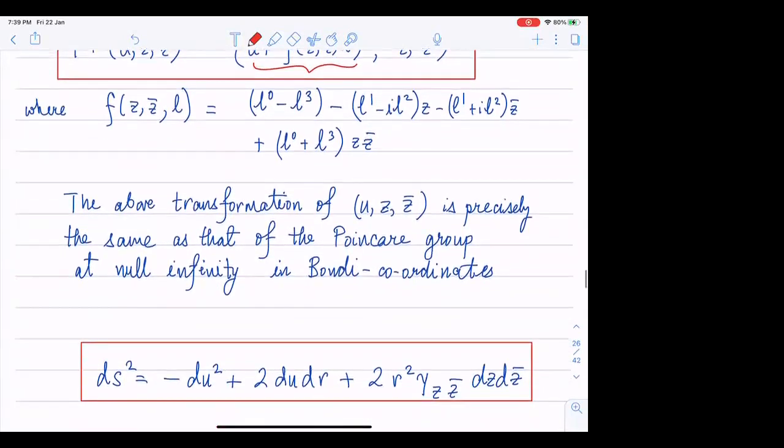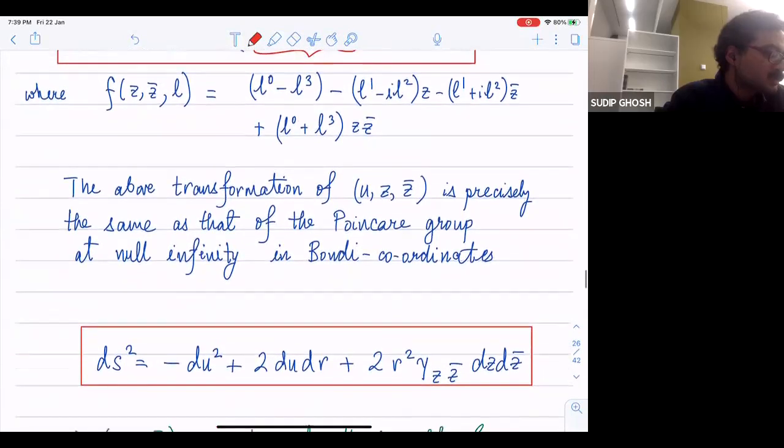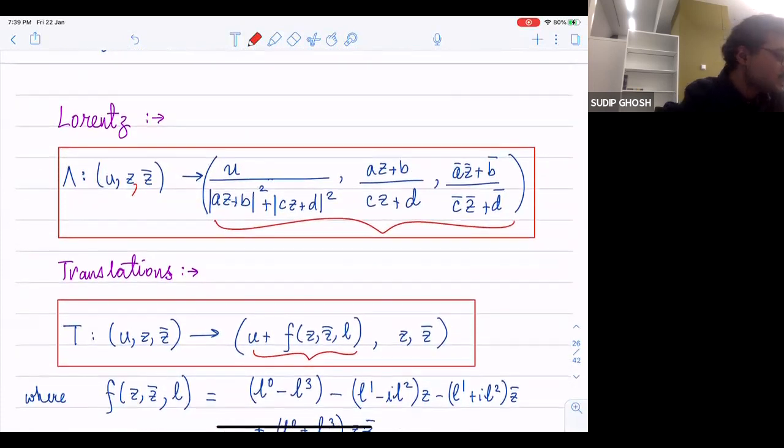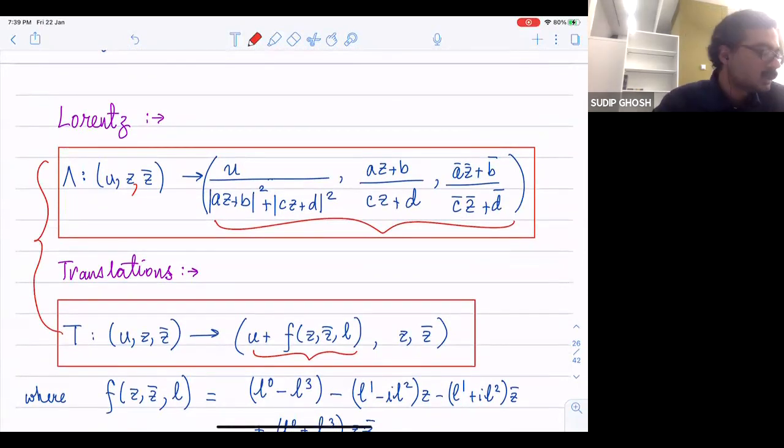Actually, very good. So the point now which I want to make is the following: basically, from these geometric transformations of the u, z, z bar labels under the action of the Lorentz group.